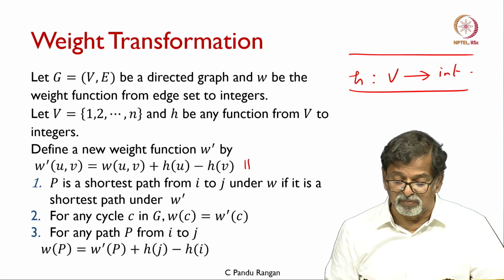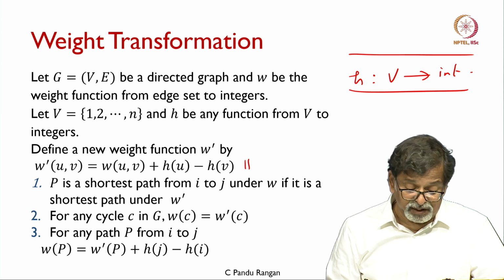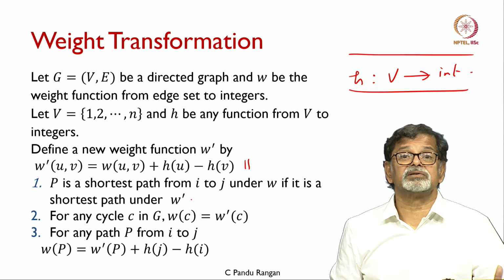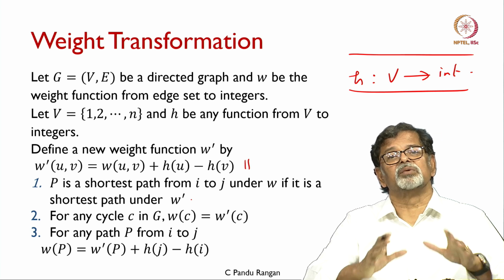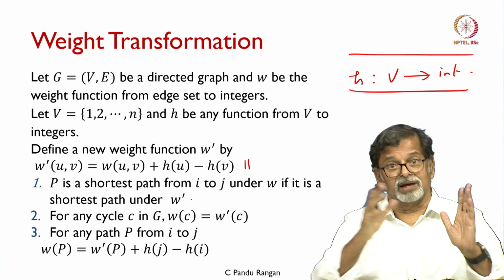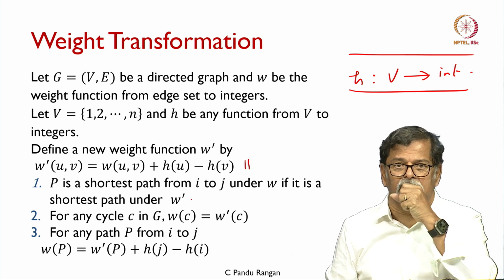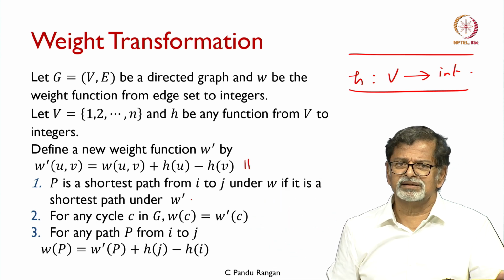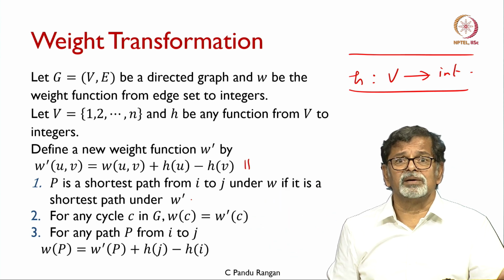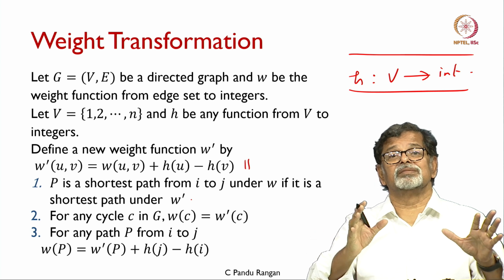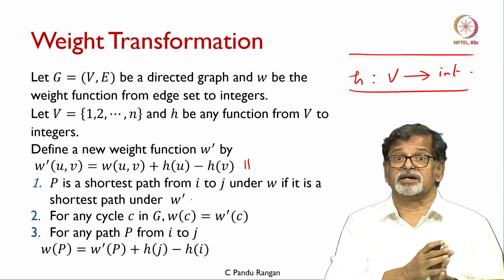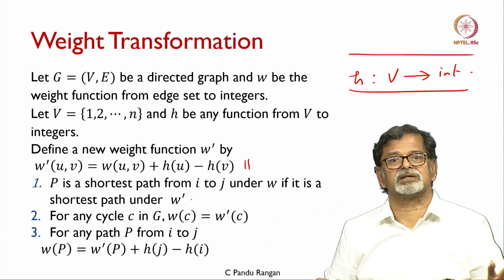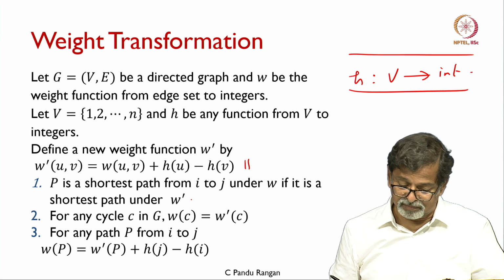P is a shortest path from i to j under w if it is a shortest path under w dash. That means you can find the shortest path by working with w dash. The same path can be used. Only the path, the weights will vary, we will see that in a moment. In other words, I can solve the shortest path problem by taking the weight as w dash. Whatever the path I get, I can take the same physical path as a shortest path under w as well.